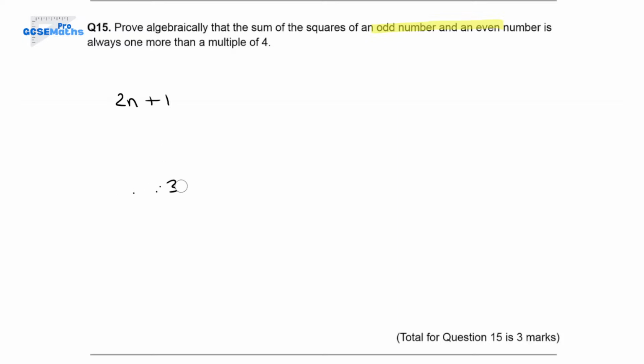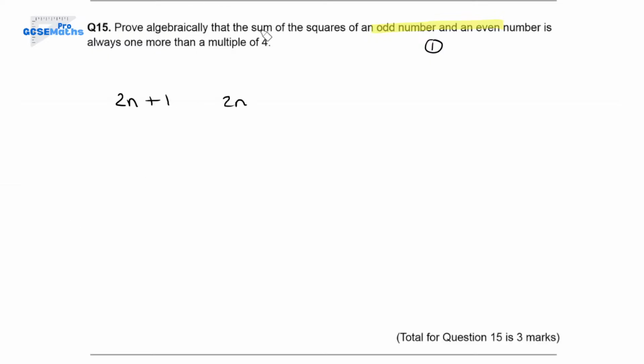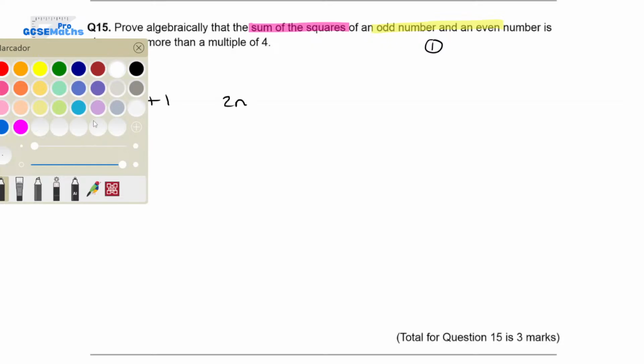I normally use 2n plus 1. And obviously then for my even number, I use 2n. You could use 4n if you want, it doesn't really matter. So that's my step 1. What numbers am I using? Step 2 is then what was the actual calculation? Like, what do I need to do with that? And in this case, it's the sum of the squares.